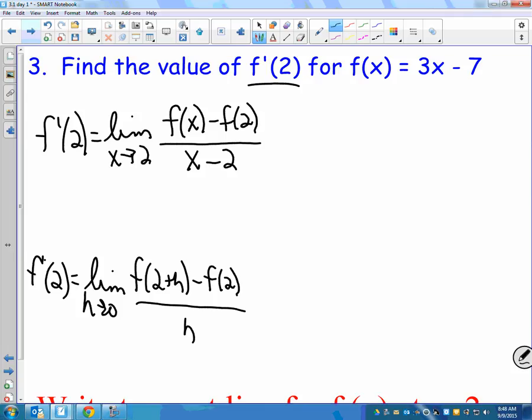You just get to pick which one makes the most sense to you, but know that sometimes you're still going to have to go back to the h way, because if they just give you x, you have to do it this way, because you can't have x minus x. That's why. Alright, so I'll do it both ways, just so you can see it. Hopefully you'll see that the alternate form is not so bad.